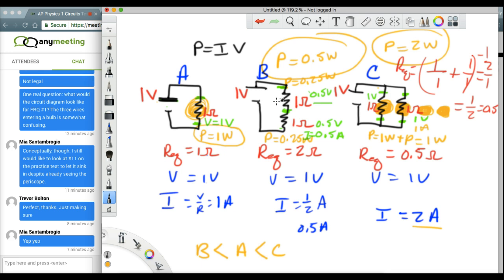And of course, this one in series, the current's going to be split. I'm sorry, not the current. The voltage is going to be split. The overall resistance is going to be less, so the current is going to be really wimpy and weak in there. So even though you're adding these two powers together, there's less voltage, there's less current than either of these bulbs over here, so it's going to have the least amount of power. Okay? Did that help, Mia?